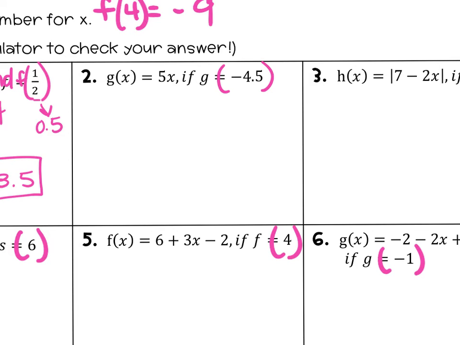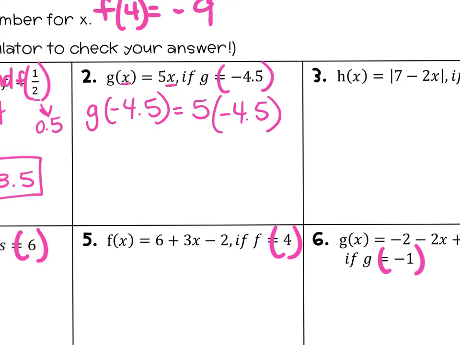Number 2, g of x equals 5x. So find g of negative 4.5. g of negative 4.5 equals 5, and then I'm replacing that x there. So parentheses negative 4.5. Remember, on this side, we're really not solving anything. That's just like our title, so I just leave that. So g of negative 4.5 will equal negative 22.5.